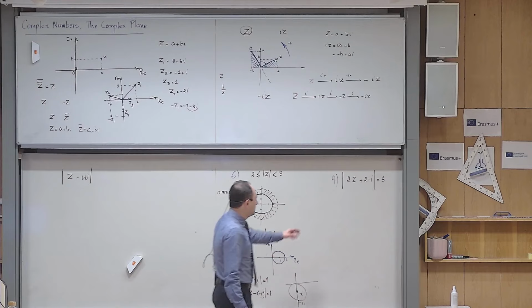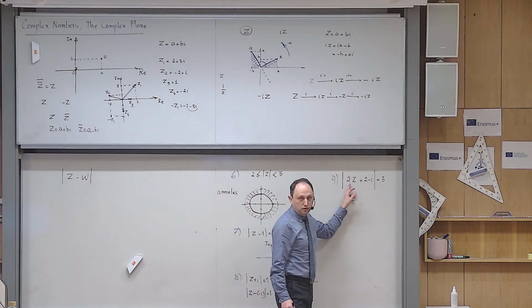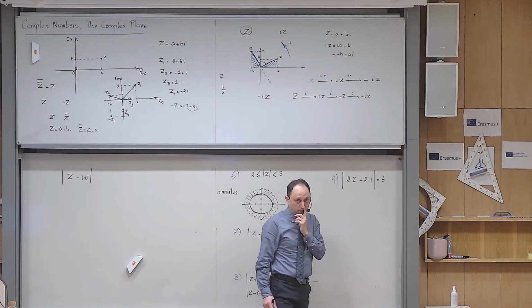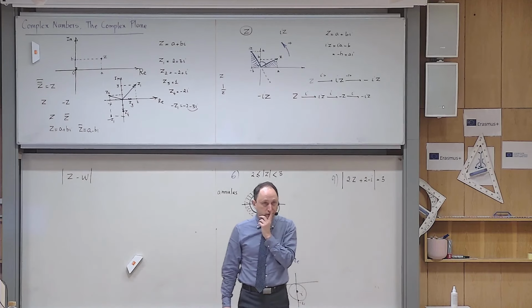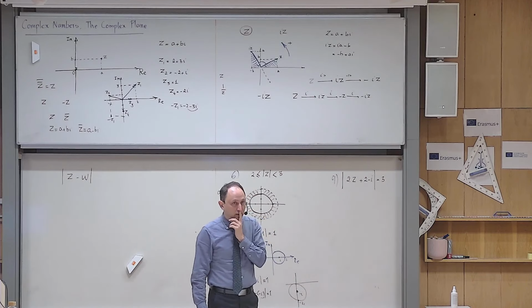Because you see here, I have a factor of 2. I don't want to have it. I want to get rid of it. So what can I do first? I was thinking more like the center, how much is the displacement?